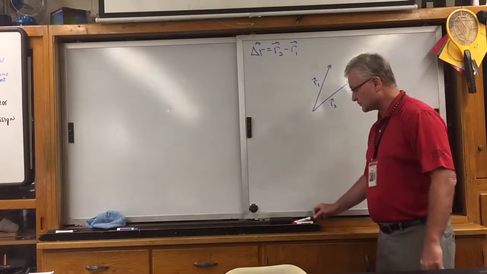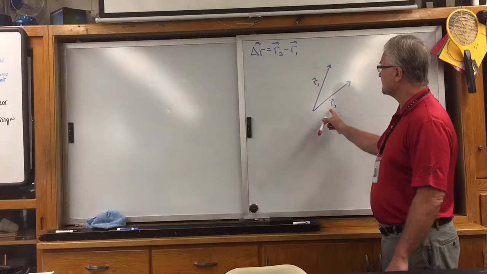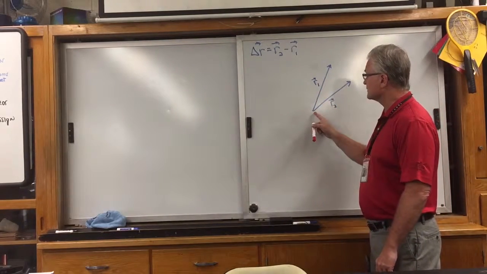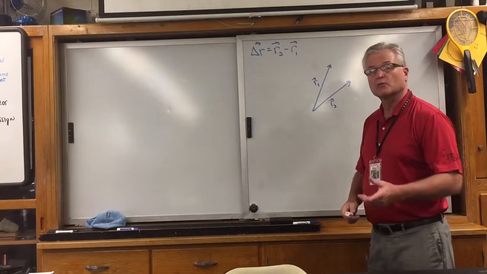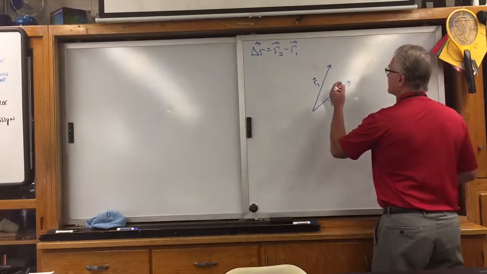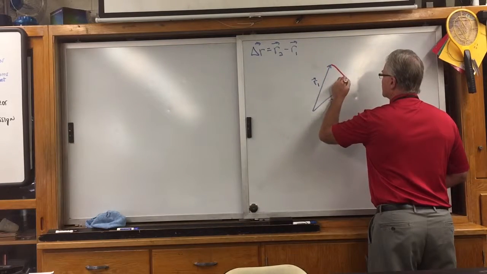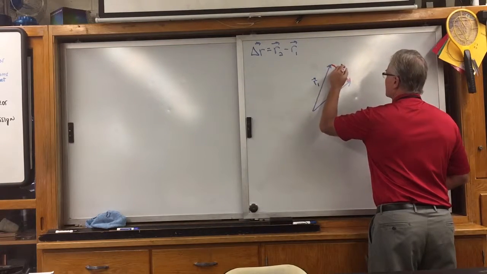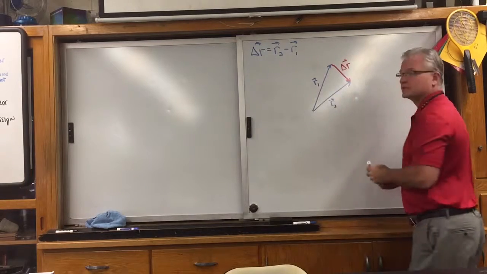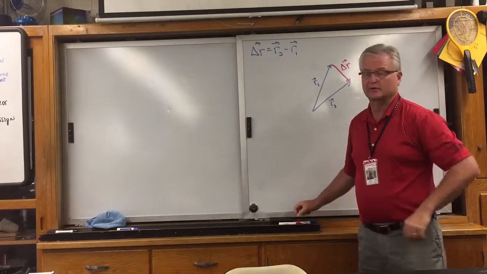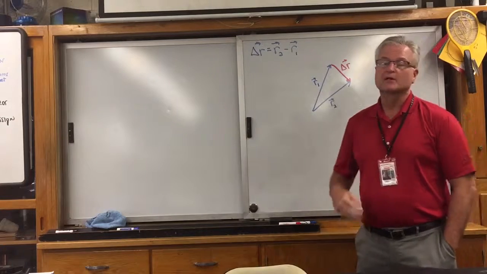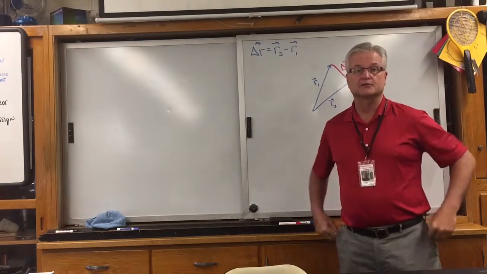So if we look in this situation, we have R1 placed tail to tail with R2. So if we want the change in R, we draw an arrow from the head of the first one to the head of the second one. And if we look here, this is another way of representing the change in the position vector by placing them tail to tail. It's just another way of doing it to find the displacement.